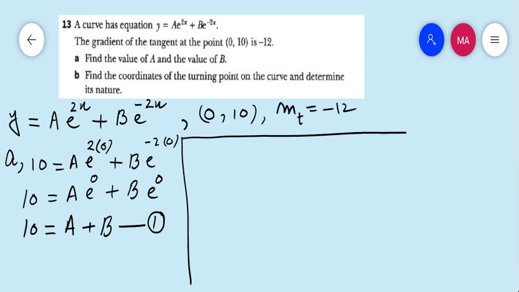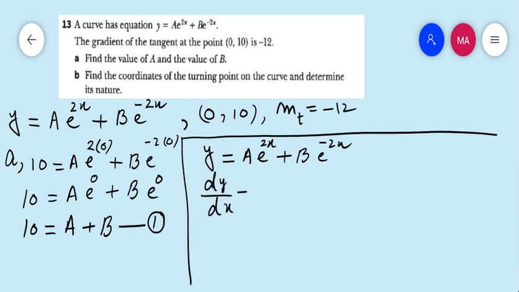The second thing which is given in the question is the gradient. The gradient of the tangent is minus 12. So we have to take the equation again: y equals a e^(2x) plus b e^(-2x). Now find the derivative. dy/dx equals a e^(2x) multiplied by the derivative of 2x, which is 2, plus b e^(-2x) multiplied by the derivative of minus 2x, which is minus 2.